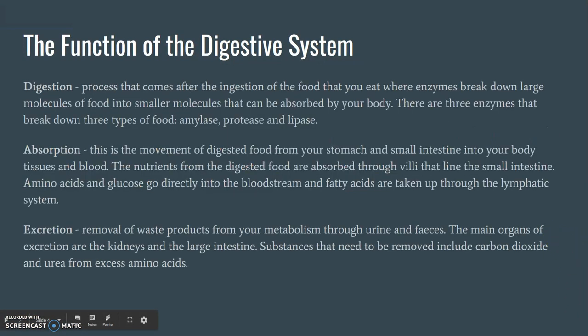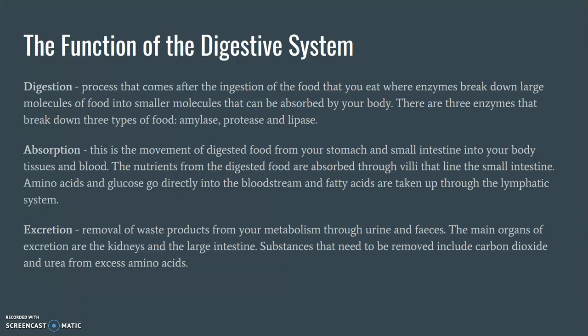So now we go on to the functions of the digestive system. The first function is digestion. This is a process that follows multiple stages after we have ingested raw materials, the food we eat through the mouth. In digestion, enzymes in the stomach and gut break down large molecules that we've ingested into smaller molecules ready for the next stage, which is absorption. We'll get onto that in a minute.